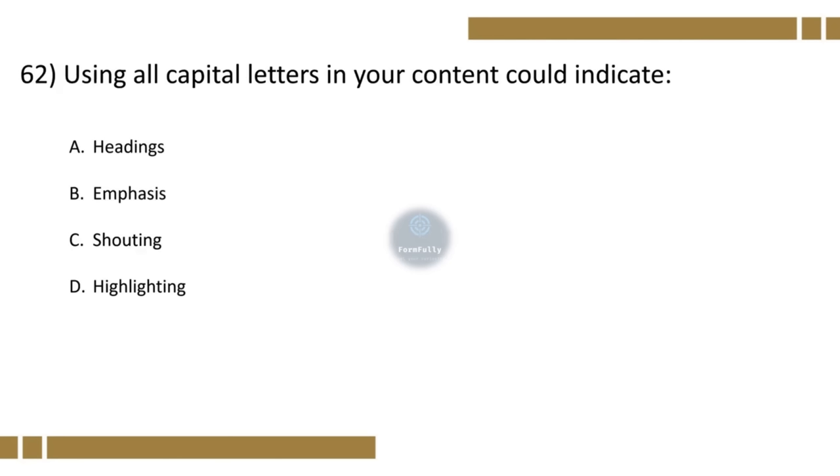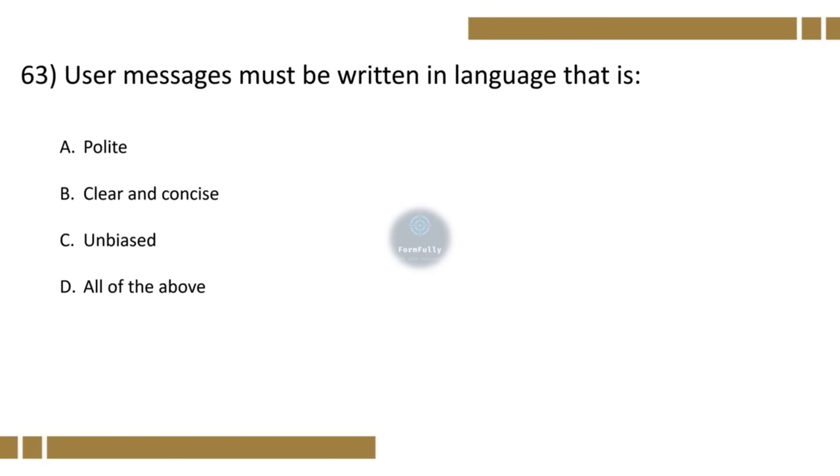Question 62. Using all capital letters in your content could indicate A. Headings. B. Emphasis. C. Shouting. D. Highlighting. The correct option is C. Shouting.